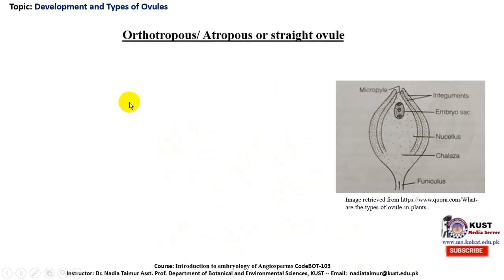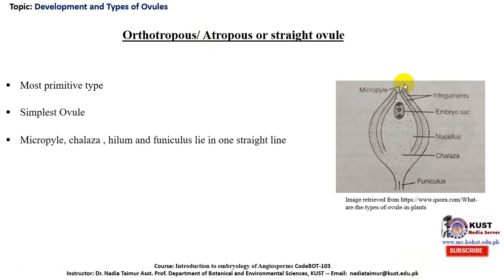So let's discuss first Orthotropous or Atropous or straight ovule. Orthotropous ovule is the most primitive and simplest of ovules. The ovule is erect or straight so that the funiculus, chalaza, micropyle and hilum all lie in one straight line. Therefore, it is also known as straight ovule. Examples include members of family Polygonaceae and Piperaceae.